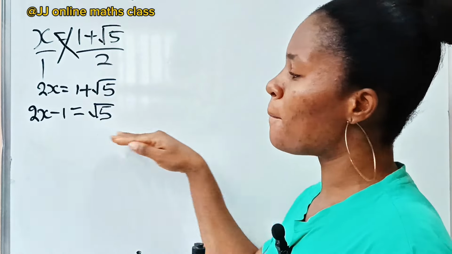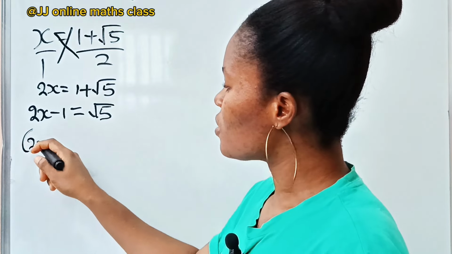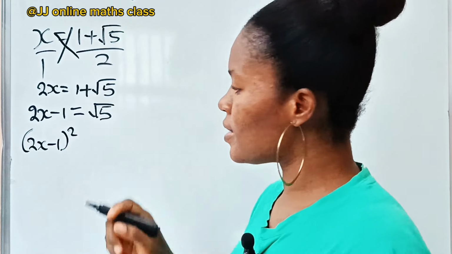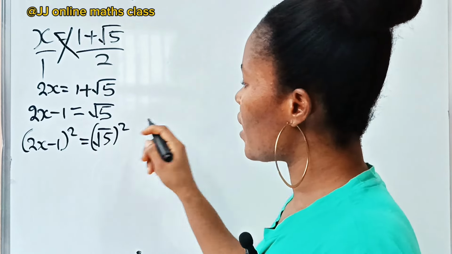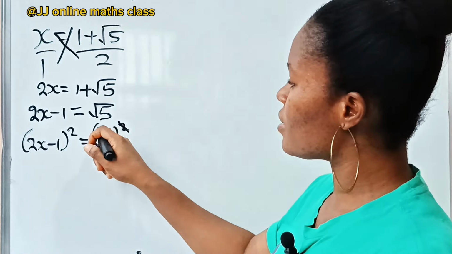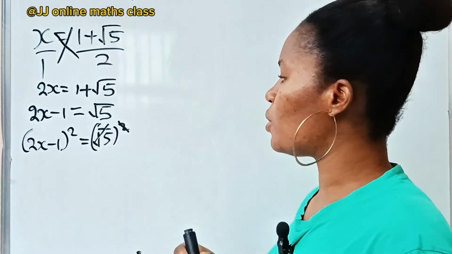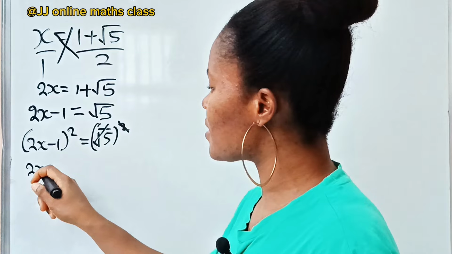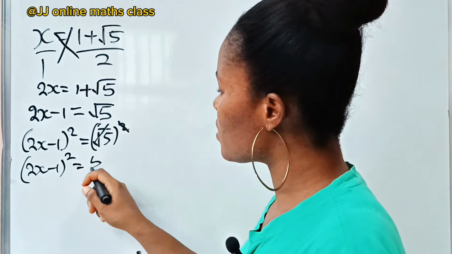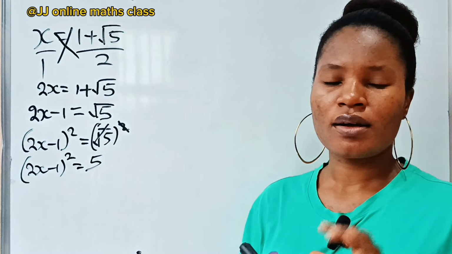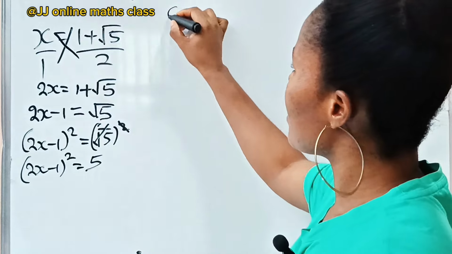Now, this is time to square. Let's square both sides of this equation. Squaring both sides, we have 2x minus 1 squared is equal to root 5 squared. Now, this square is going to cancel the square root, so we are going to be left with 5 alone. So we have that 2x minus 1 all squared is equal to 5.